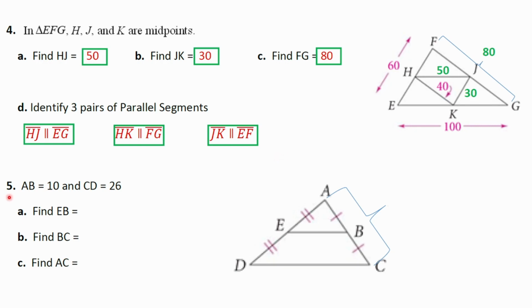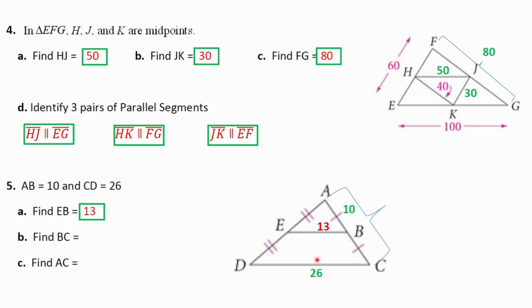Number 5 here. This time we're given some information. We're told that AB is 10 and CD is 26. So I'm going to fill that in on my diagram over here. I have that this segment here, AB, is 10, and this segment CD is 26. If we were to find EB, well, EB is this midsegment here. And we know that this side CD is 26. This midsegment should be half that length, which is 13.